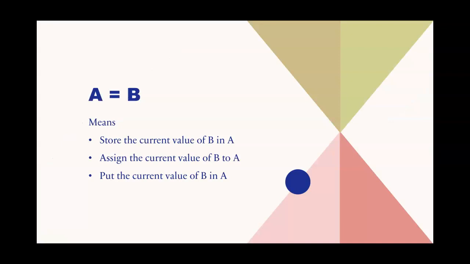So A equals B in MATLAB means store the current value of B in A. And in this case, B could be just some value. B could be some calculation. B could be an array. But it means store whatever is in B in A. Another way to say that is to assign the current value of B, so assign whatever B is to the variable A. One more thing it could mean is put the current value of B in A.